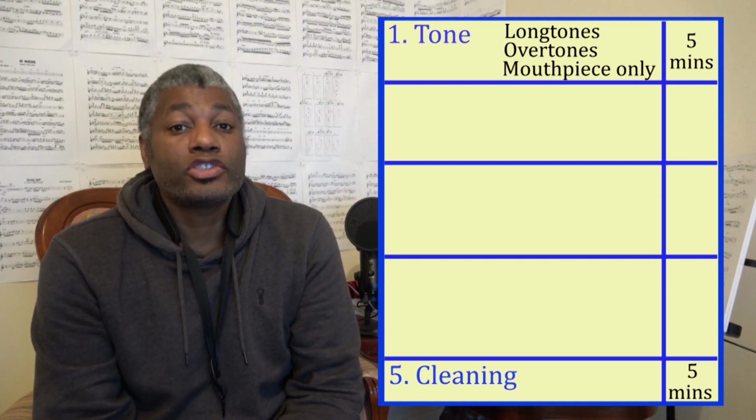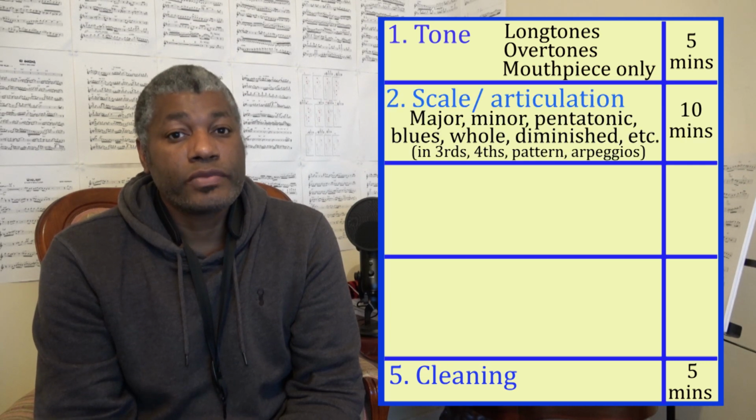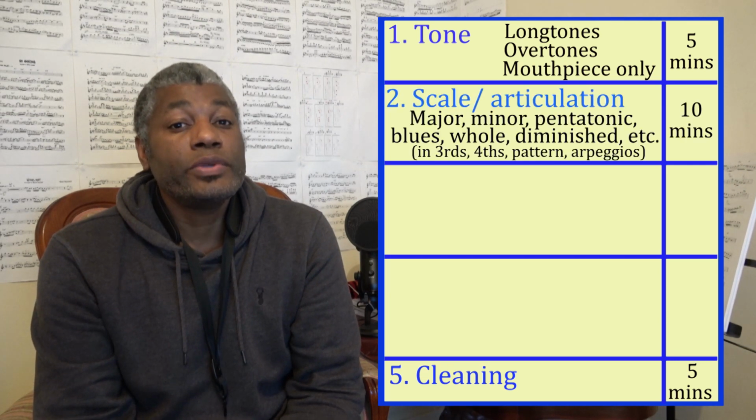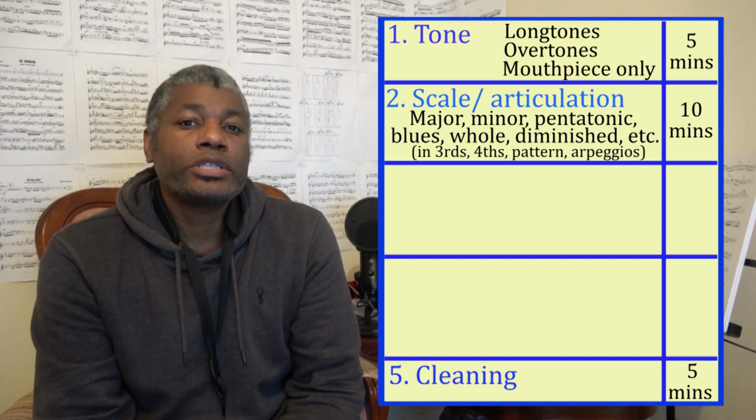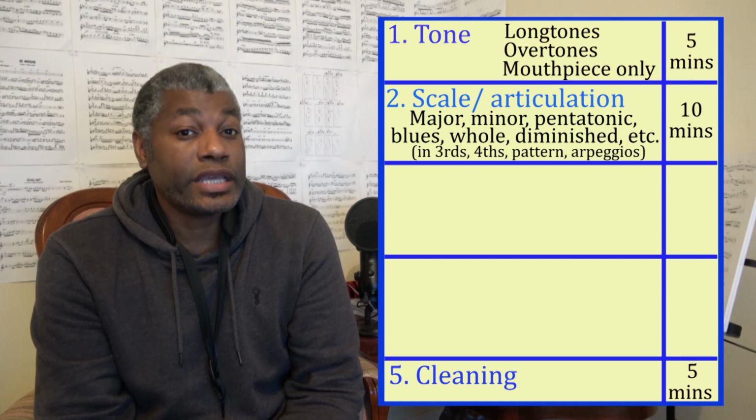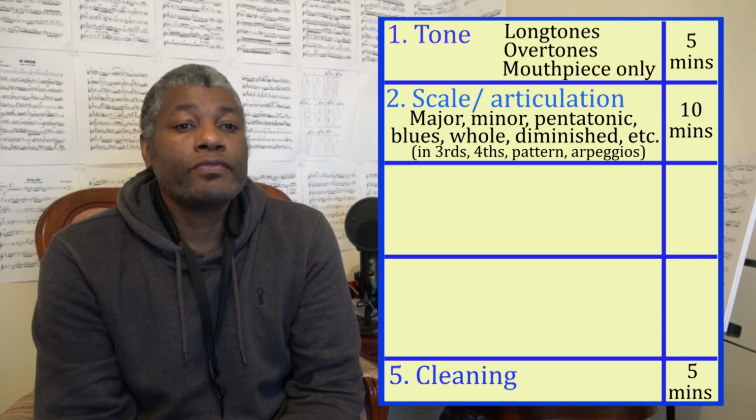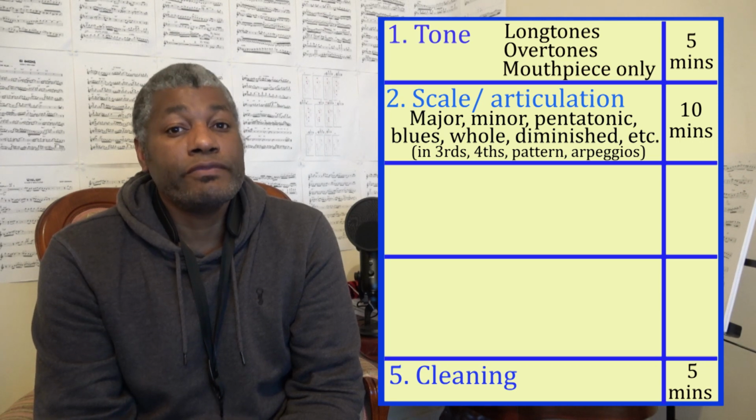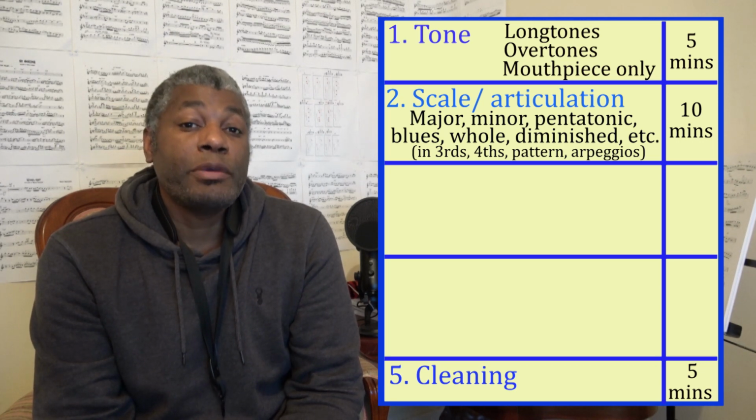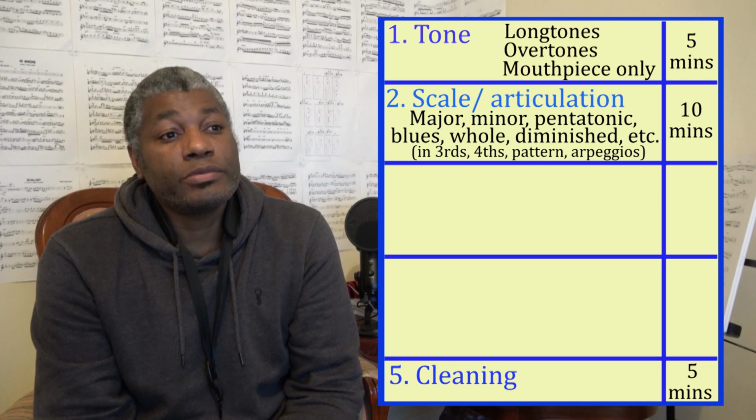The next activity lasts twice as long, for 10 minutes, and consists of scales and articulation. Scales are important as it builds your fluency in different keys and is the backbone of fast passages. So you can use this time to practice your major and minor scales. You could play them in thirds and fourths, you could play them as arpeggios, you could play them as triads and their inversions, you could play them in patterns or an interrupted scale.